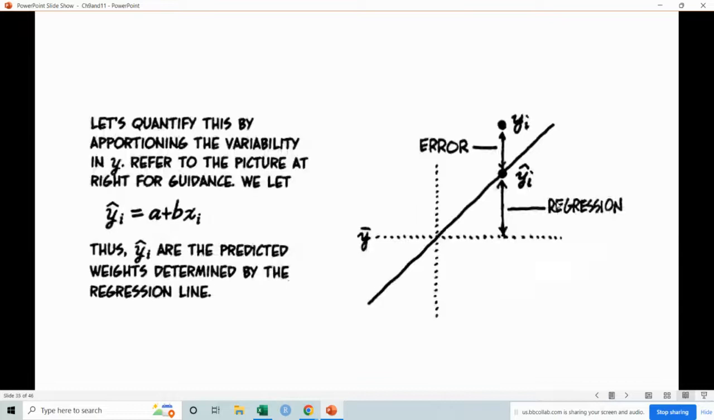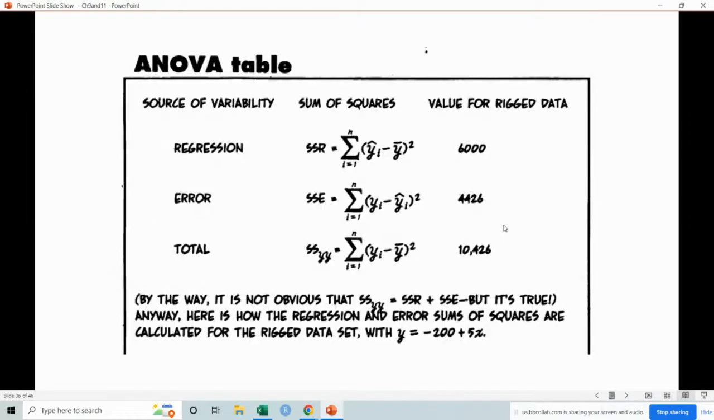So let's quantify this by apportioning the variability in y. Refer to the picture at right for guidance. So we have y, the mean of y_i equals a plus b x_i. That's our line, and thus the predicted weights are determined by this regression line, and we're interested in the error distance from here.